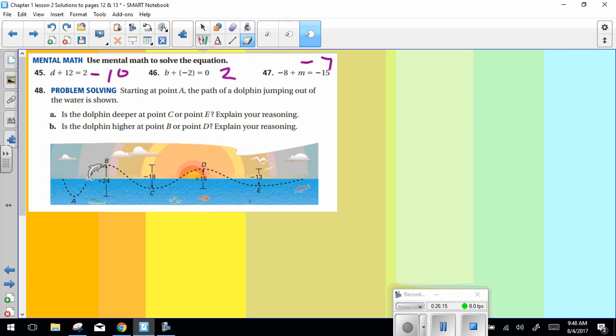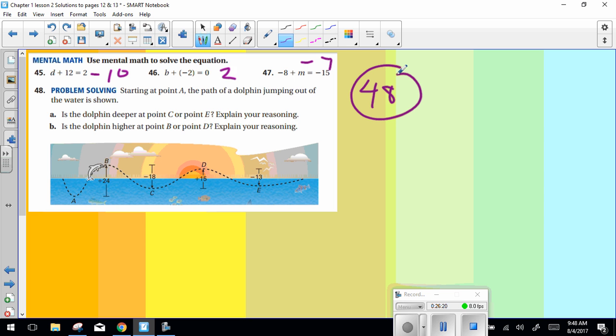Let's take a look at 48. Starting at point A, the path of a dolphin jumping out of the water is shown. So here's point A. The dolphin jumps out of the water 24 feet. I'm assuming it's feet. And then comes back down and goes under at point C to negative 18 feet, comes back out of the water at a positive 15 feet above the water, and then jumps back into the water and goes down 13 feet.